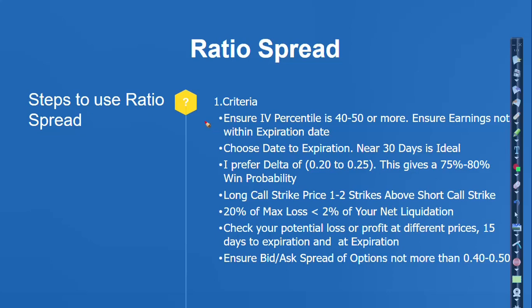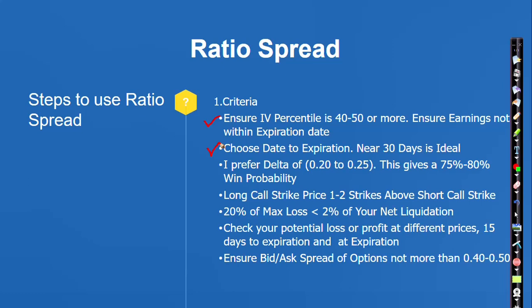All right, we have completed the first criteria. The second criteria: choose a date to expiry near 30 days, which is ideal. When we are focusing on the sell side, we select below 30 days, not more than that, because if we select long-dated options, like 45 or 60 days, their theta decays very slowly.